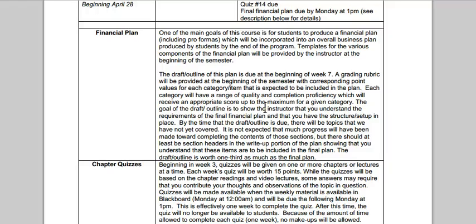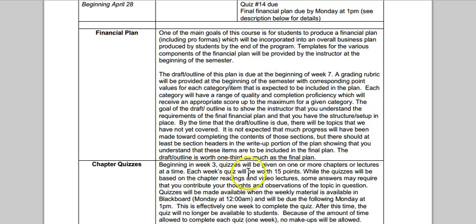A draft is to see that you are making progress, that you're on your way, and for me to be able to provide you feedback and guidance with enough time for you to be able to not only make changes but also add to the content to make the financial plan the best that it can be. Okay, so that's the way that we will approach the financial plan.